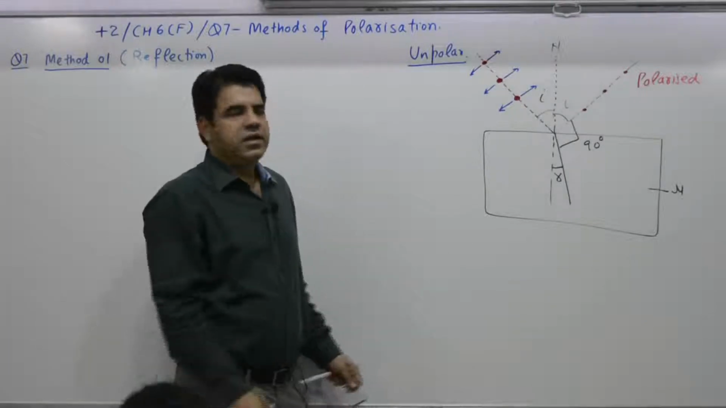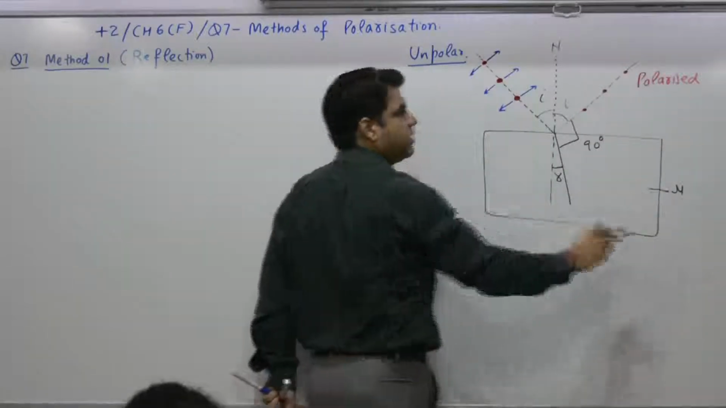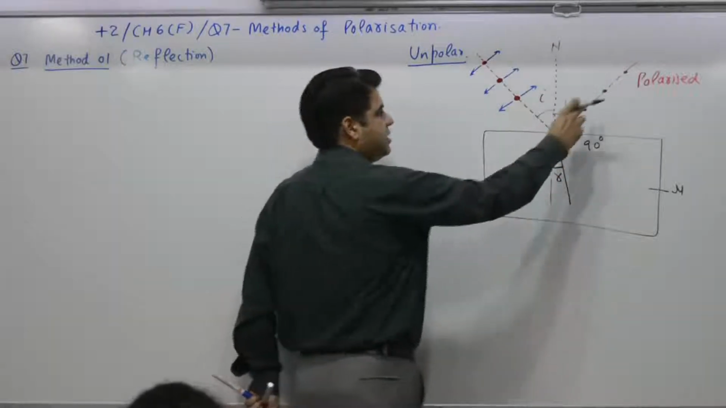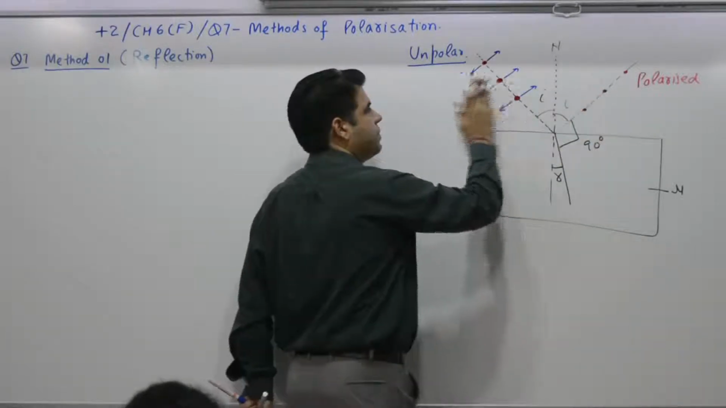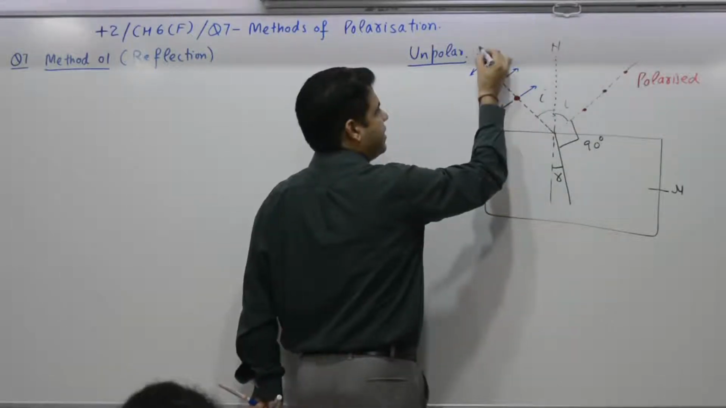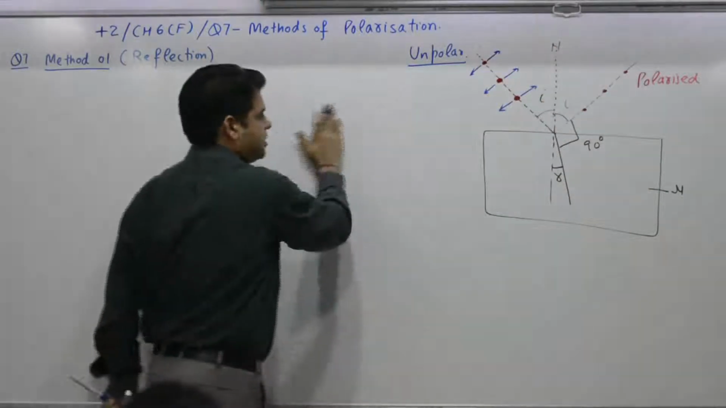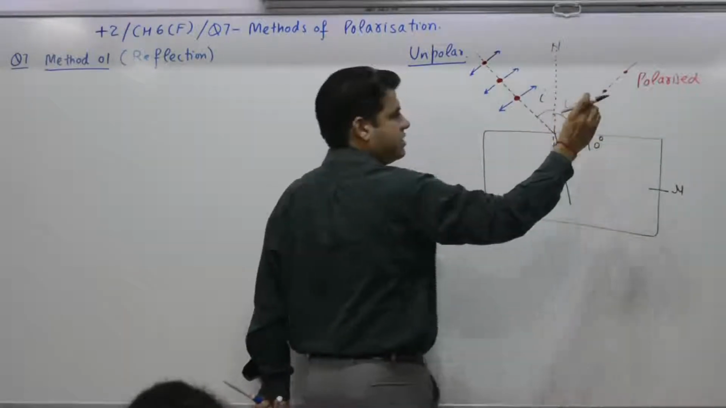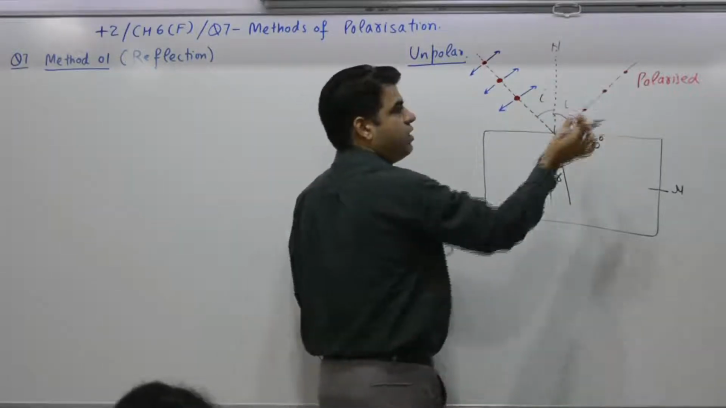Repeat. This is unpolarized light. After getting reflected, it can be polarized if this condition is satisfied. If this angle is 90 degree, this is polarized. These oscillations are perpendicular to this plane. This is known as the plane of incidence. Incident ray, normal to the plane, reflected ray, all these lie in a plane. Board plane is the plane of incidence. These oscillations are perpendicular to the plane of incidence.